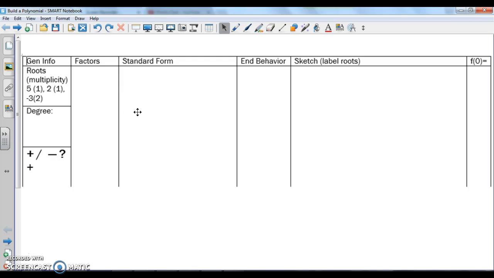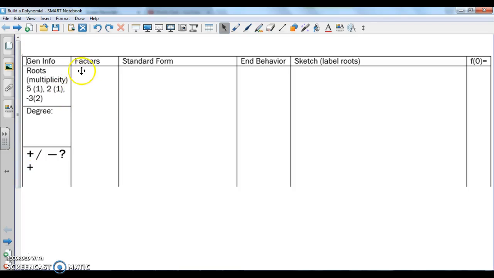Okay. So the first thing you have on the left is you have your roots. Now, multiplicities is how many times you have that root. So we have 1 root at 5, we have 1 root at 2, and we have 2 roots at -3. The degree is what's the highest exponent? We don't know yet. The plus or minus says what the leading coefficient is. So this is a positive leading coefficient.